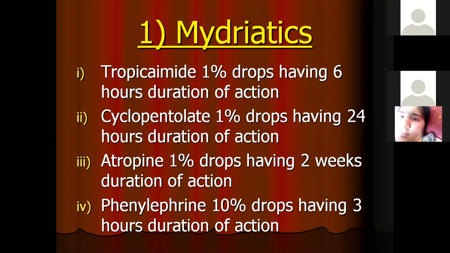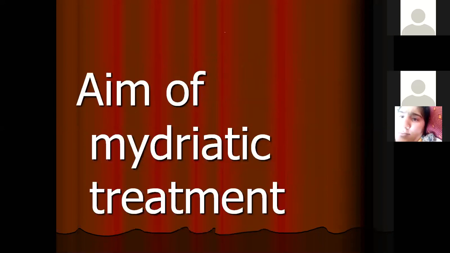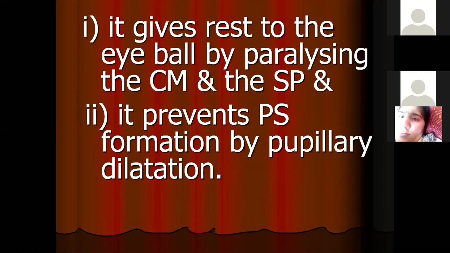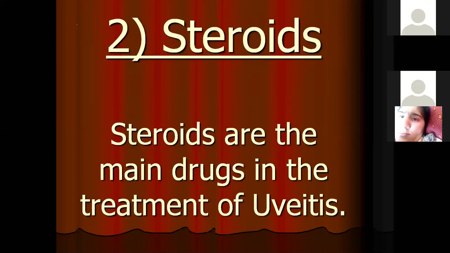Now, why are mydriatics used in uveitis? Mydriatics give rest to the eyeball by paralyzing ciliary muscle and sphincter pupillae. And also mydriatics prevent posterior synechia formation by pupillary dilatation. These are the 2 reasons for which mydriatics are used. The steroids are the main drugs in the treatment of uveitis. These are the main weapons.